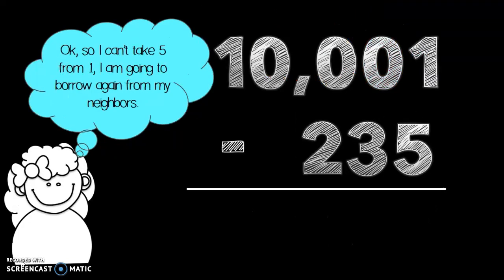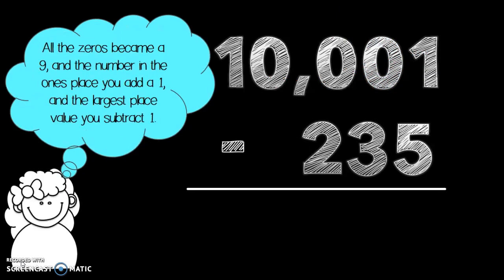Okay, so I can't take 5 from 1. I'm going to borrow again from my neighbors. All the zeros become a 9, and the number in the ones place, you add a 1, and the largest place value, you subtract 1. Let's get started.